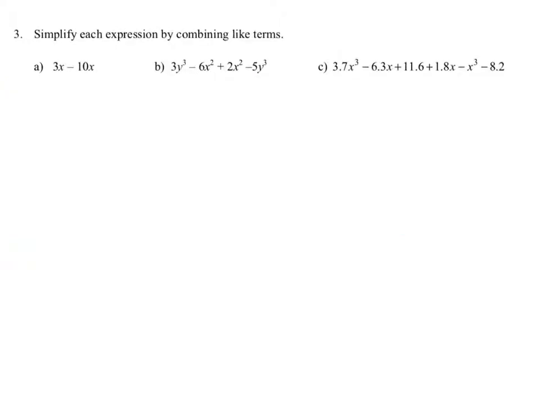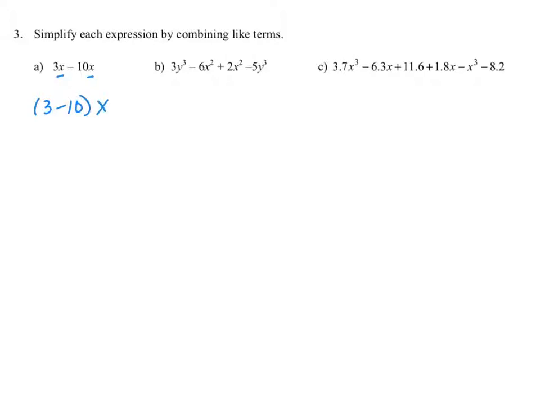For these examples, we are going to simplify each expression by combining like terms. In order to have like terms, you must have the same variable and the same exponent. So when we look at example A, 3x minus 10x, since these are like terms, they both have just the variable x, no other variables, same exponent.